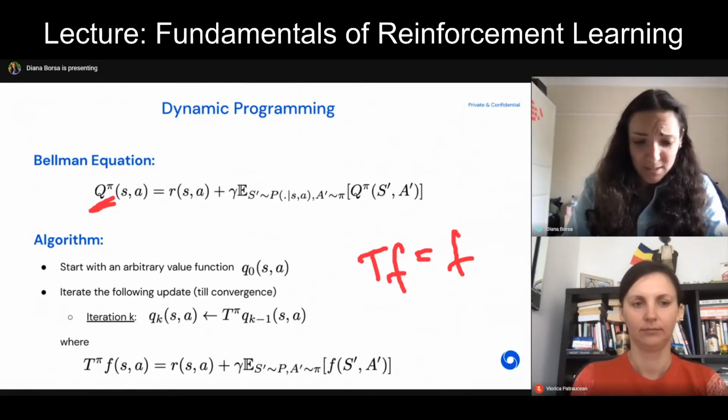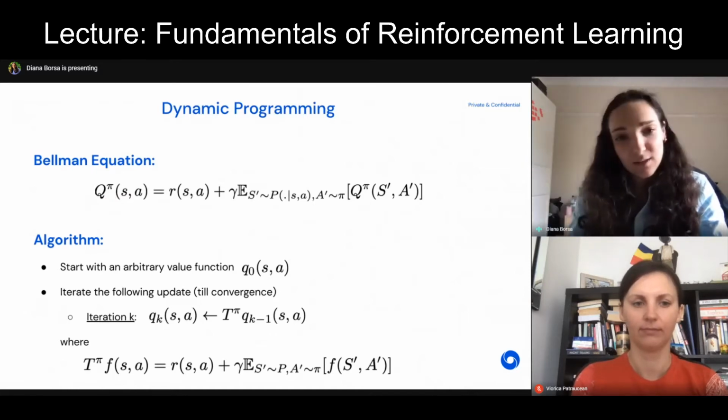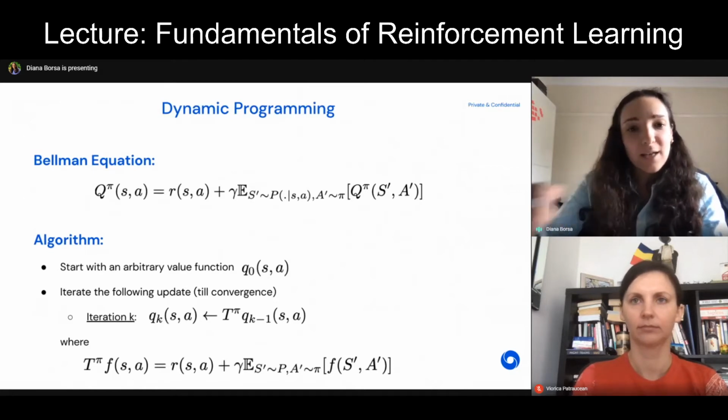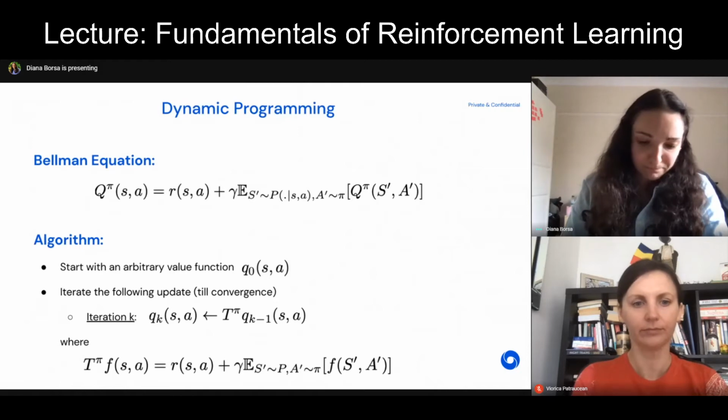So this basically says that if you start anywhere in the space of bounded value functions, applying this operator over and over again will eventually lead you to the fixed point, which is exactly the value function that you're looking for.